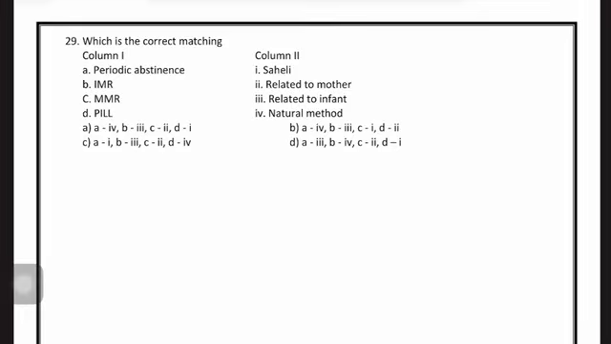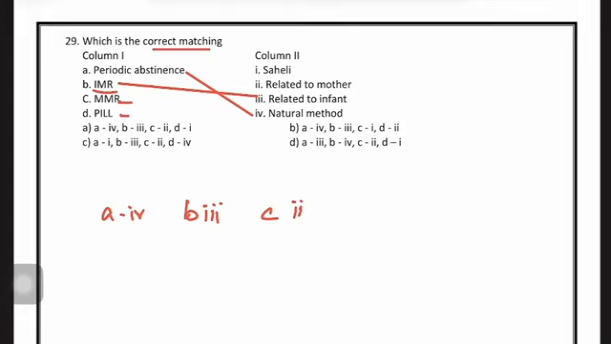Coming to 29th question. Again, correct matching. Periodic abstinence is a natural method of contraception. So A goes with 4. IMR is infant mortality rate. So it's related to infant. B3. C, MMR, maternal mortality rate. So related to mother. Second option. And pill, Saheli. D is 1. So we'll go with option which says A4, B3, C2, D1.